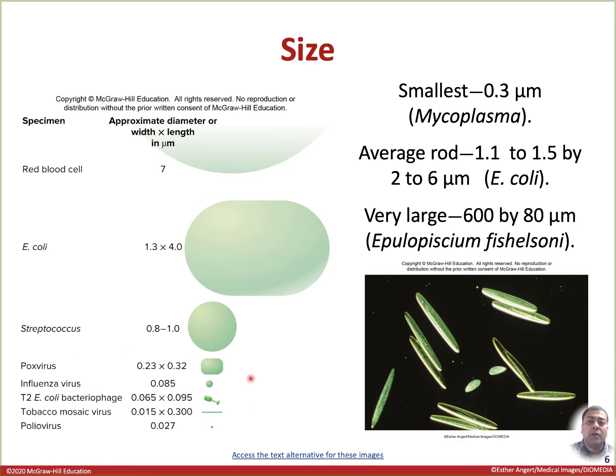Now, the smallest of all these is a mycoplasma, about 0.3 micrometer, and they do not have a rigid cell wall. And that is the reason that they are called pleomorphic.